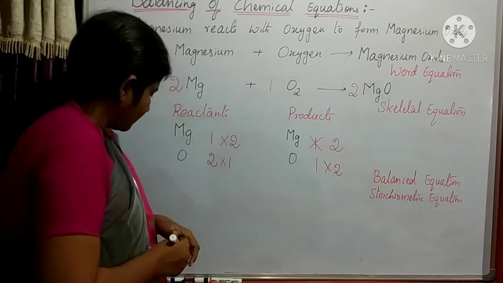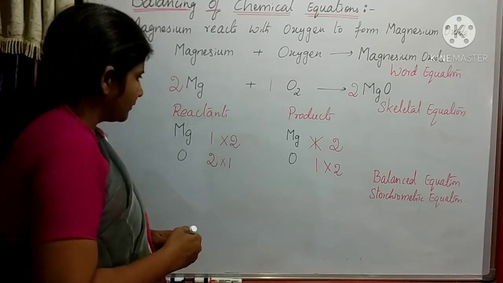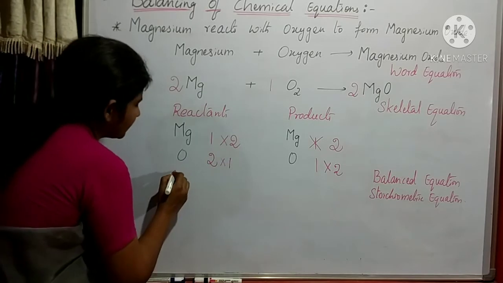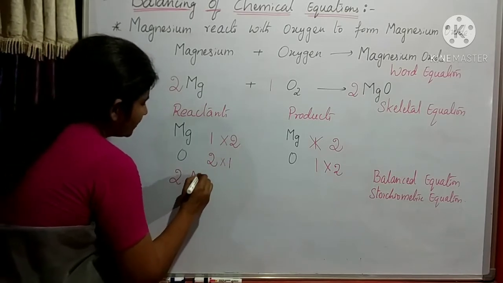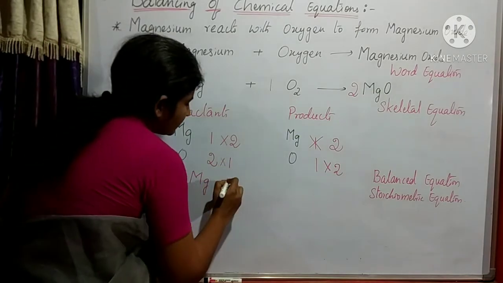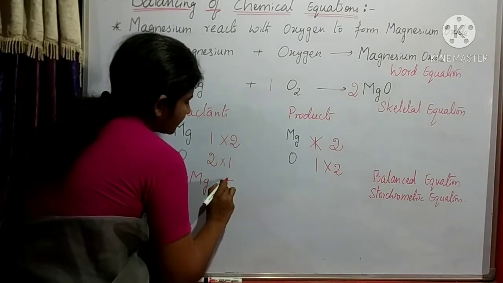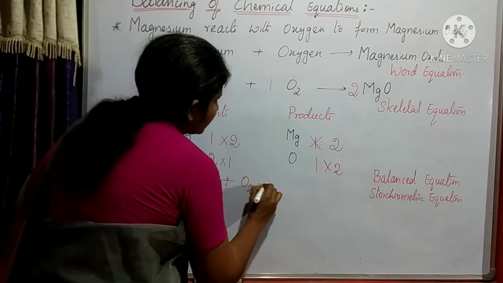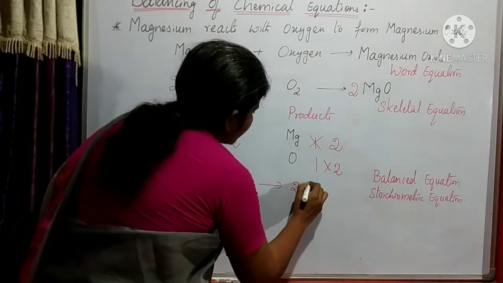And next look here. I want to write the balanced chemical equation. Here 2 Mg plus O2, 1 O2. Or else O2 gives rise to 2 MgO.